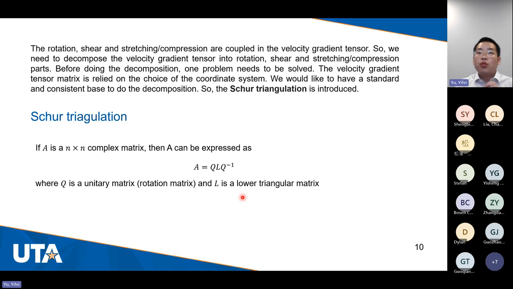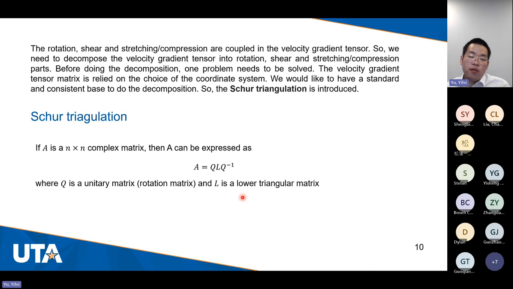Okay, then the next thing is how to decompose the velocity gradient tensor. For a fluid, the velocity gradient tensor we see is coupled with rotation, shear, and stretching. So we need to decompose it into the three parts. And the expression of the velocity gradient tensor is different in different coordinate systems, even for the same case. So there should be a uniform base for us to talk about the way to do the decomposition. And the simplest form is the Schur triangulation. What is Schur triangulation?